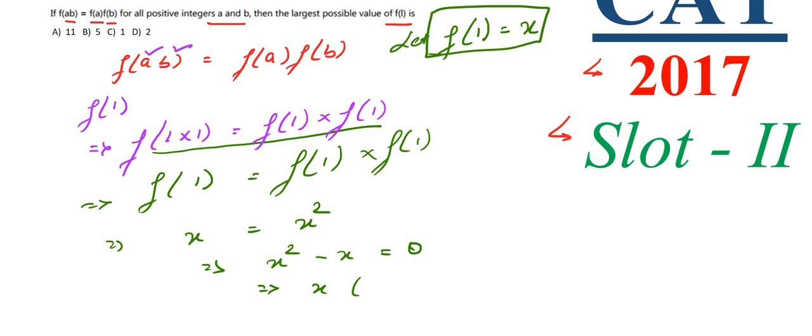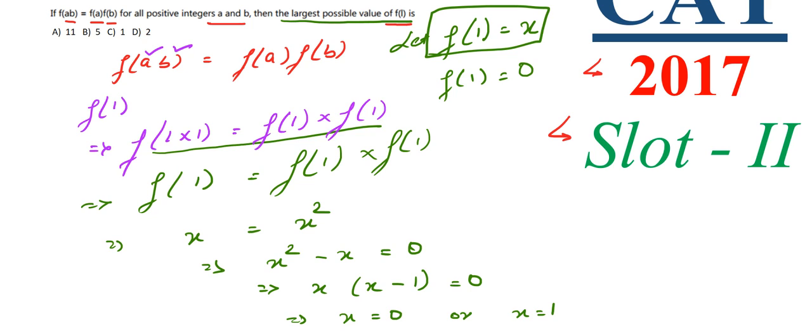We can take x common as we solve our quadratic equation normally. So this is equal to either x is equal to 0 or x is equal to 1. So what we needed is the largest possible value of f(1). So f(1) has values 0 or 1. So the largest possible value of f(1) will be equal to 1.